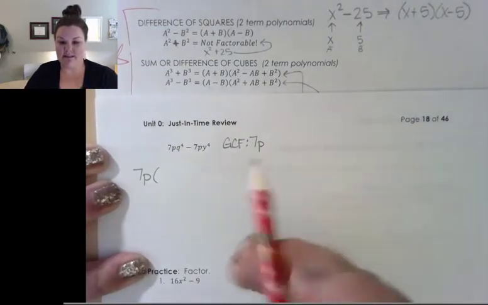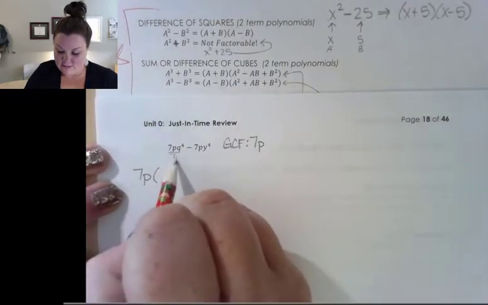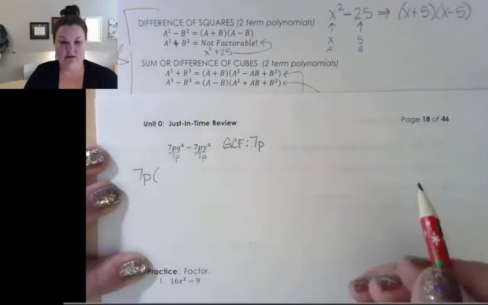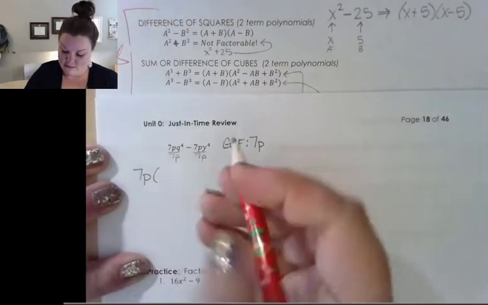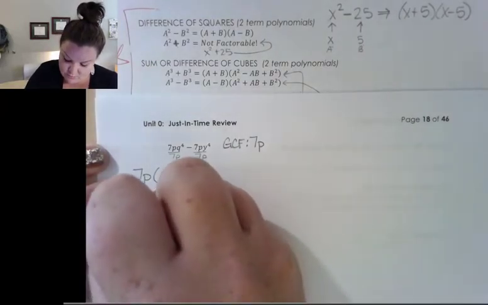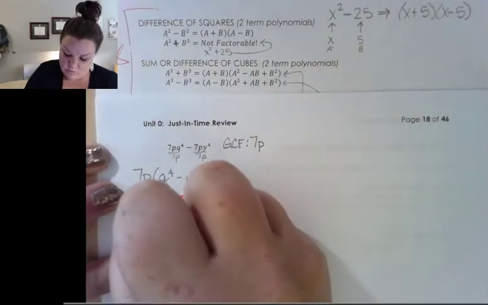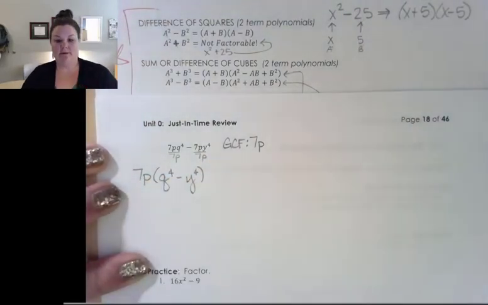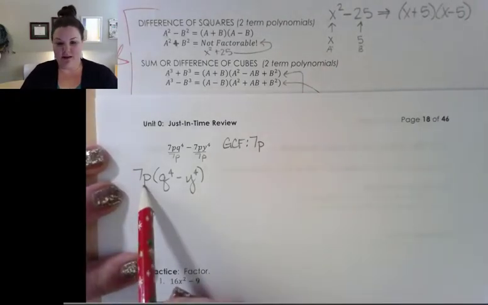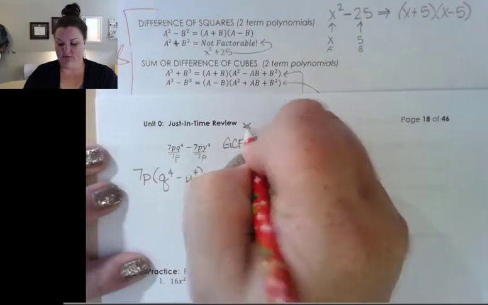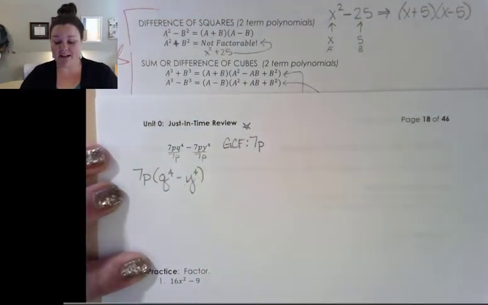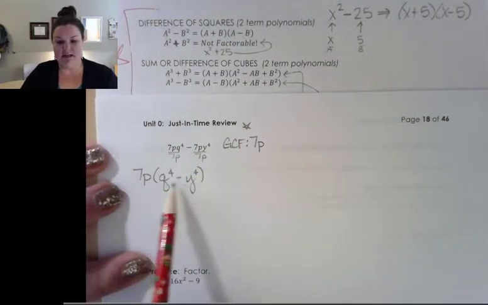And when I take out 7p, remember that's like dividing each of these by 7p, then the first term I would be left with just q to the 4th. Second term I would be left with a negative y to the 4th. Okay? So now I need to see, okay, what can I do now? I'm going to ignore my little 7p, but I'm going to put a little star so I make sure I remember to put it on my answer. And then I need to see what can I do with these.